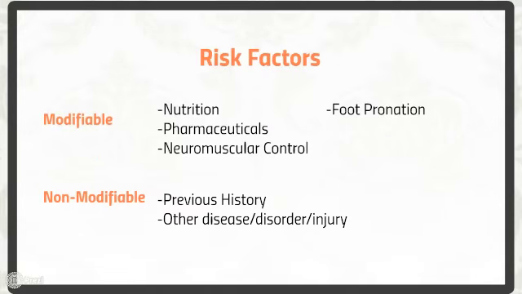Risk factors are biological, environmental, social, physical, or behavioral characteristics associated with health conditions. They are commonly classified as modifiable or non-modifiable. At the body level, modifiable risk factors include nutrition, pharmaceuticals. Non-modifiable risk factors include previous history and other disease. Specifically to the case I presented, neuromuscular control and foot pronation are 2 very specific risk factors for this individual.